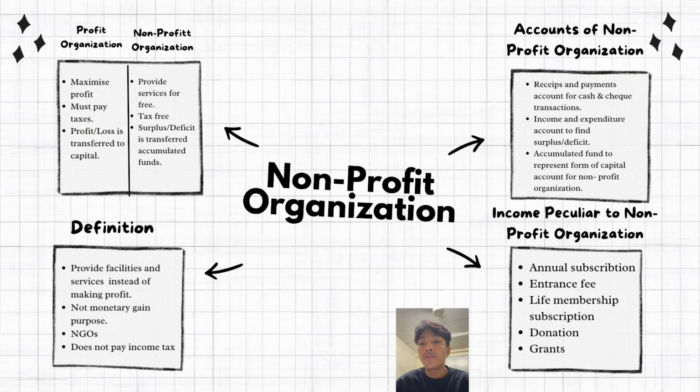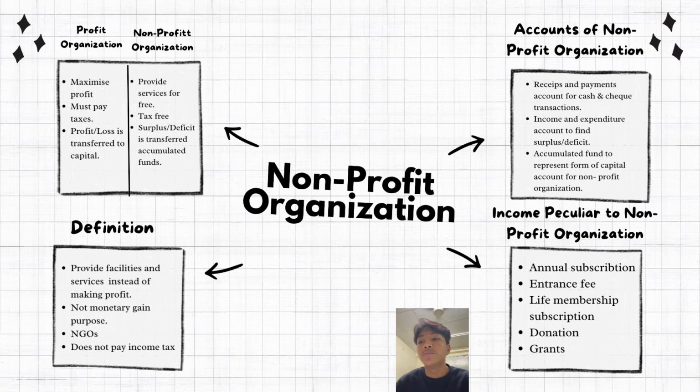The last one we're going to cover is about non-profit organization. So what is a non-profit organization? It is also known as a non-business entity. It provides facilities and services instead of making profit. It is not for monetary gain. Examples are NGOs, and it does not need to pay income tax.